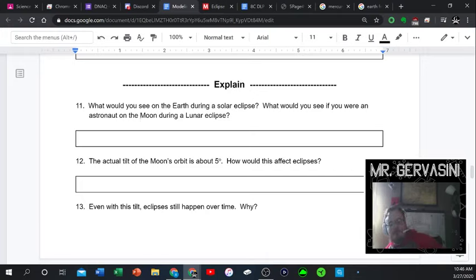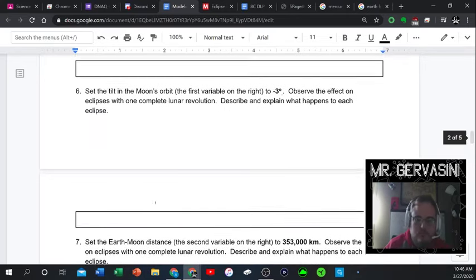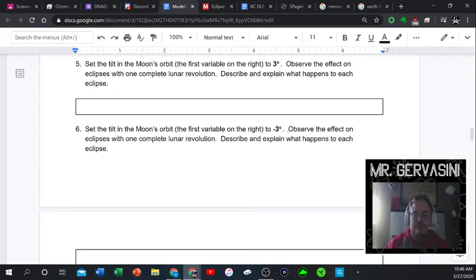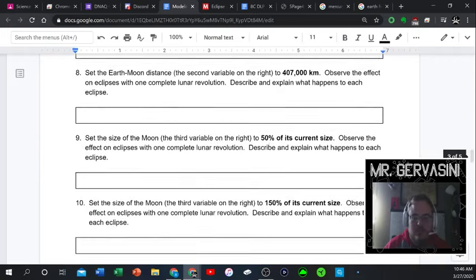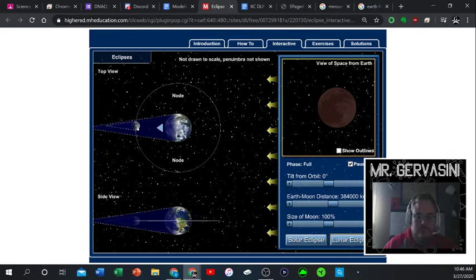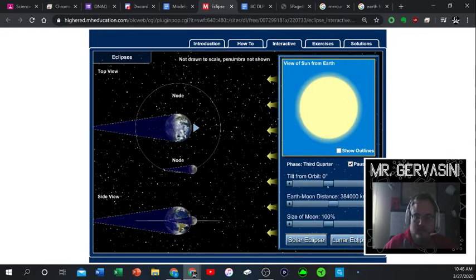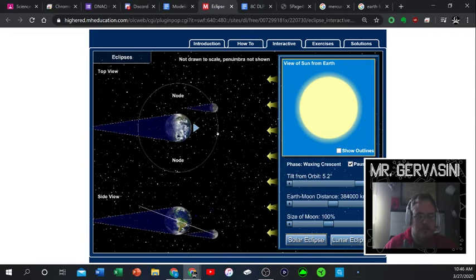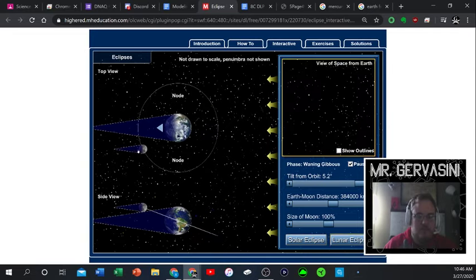The actual tilt of the moon's orbit is around 5 degrees. We said up here that this 3-degree tilt, -3 or +3, means that we don't see an eclipse. So how does this affect eclipses? Well, we don't see eclipses. How would I know that? Just run the simulator at a 5-degree tilt. There's no solar eclipse. There's no lunar eclipse.